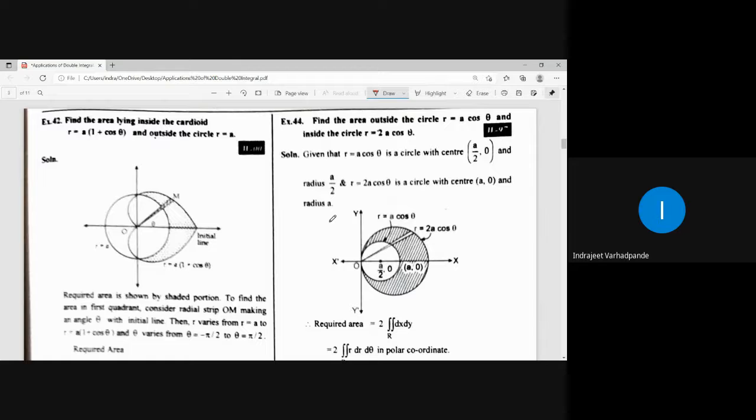Now, there might be a situation wherein you come across polar coordinates. Find the area lying inside the cardioid and outside the circle. Cardioid is a very familiar curve known to you. There are four different types of cardioid. I have already spoken. This is a cardioid, r is equal to a into 1 plus cos theta, which will be symmetrical about the initial line or the x-axis. It will look like this, right? And outside the circle, r is equal to a.